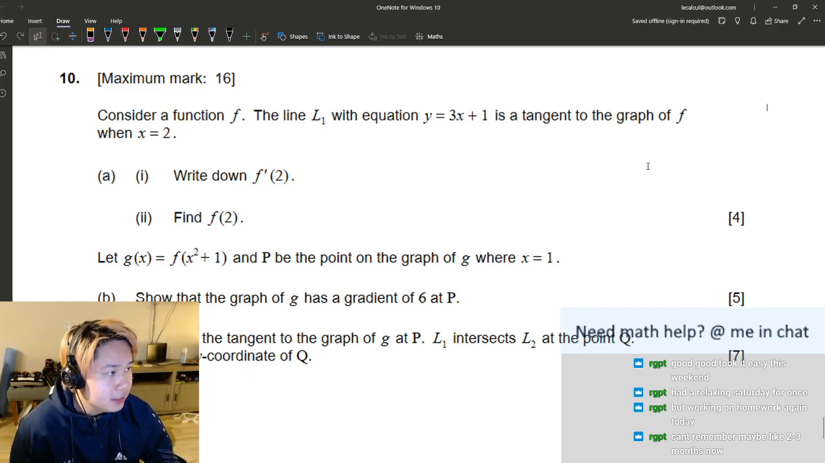Okay, we have a function, f, and then we have a line, and I've done this question too, what the heck? Oh well.